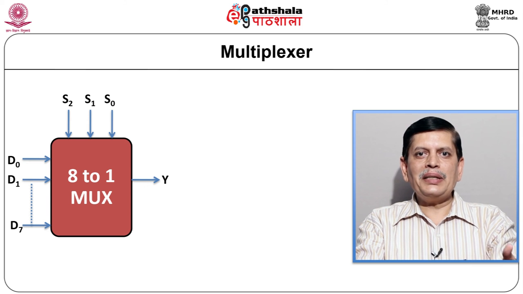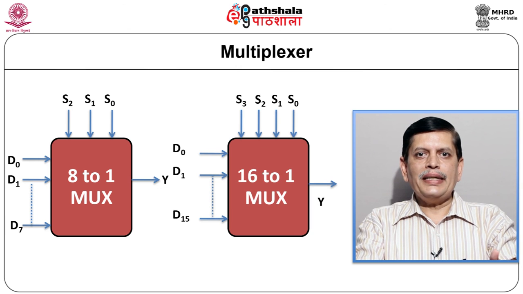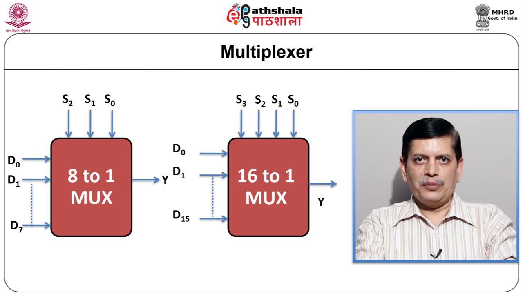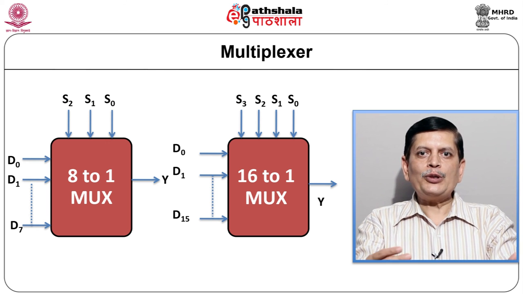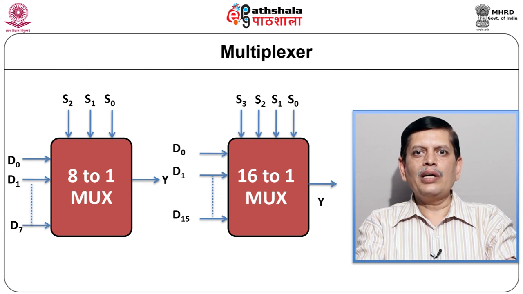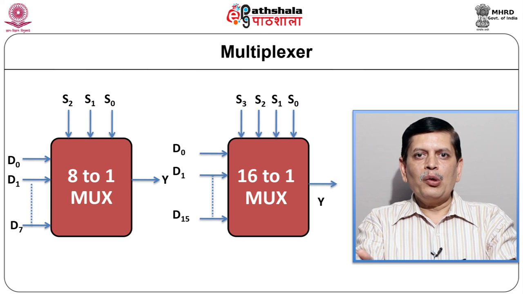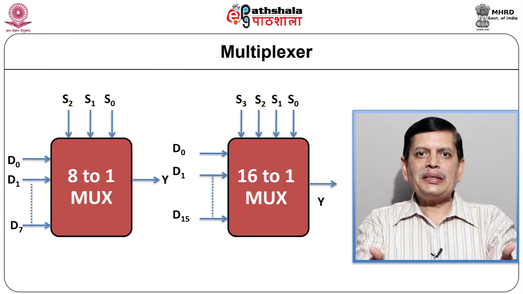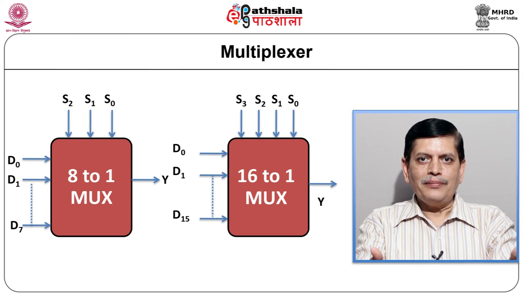These 3 select lines can select any one of the input to the output. Whereas in case of the last multiplexer, which is 16 to 1 multiplexer, we have 16 possible data inputs and those could be selected by 4 select lines. These select lines are labeled as S3, S2, S1 and S0. These 4 select lines can select one out of 16 inputs to the output. And in this way, we can see multiplexer can be used as an intelligent switch. The selection is done by the select lines.